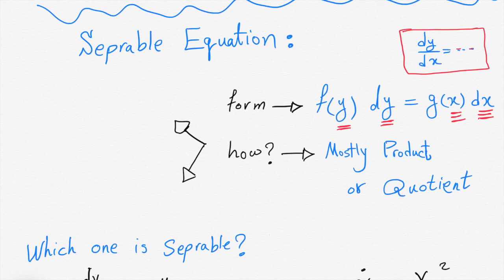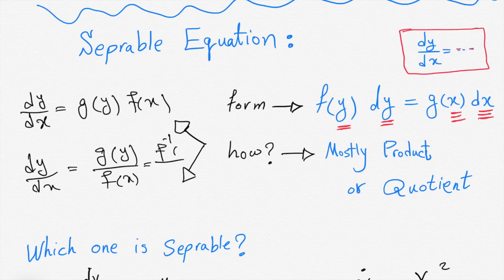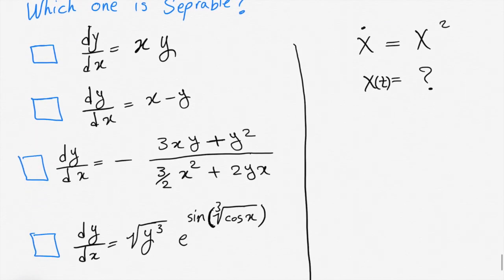quotient form that it can have. For instance, the product will be something like, let me change the color, you have dy over dx is equal to g of y f of x, and for the quotient you have dy over dx equals g of y over f of x, which you know you can also write like f inverse of x over g inverse of y, or you can define another function, like h of x over I of y. So it's just a name.